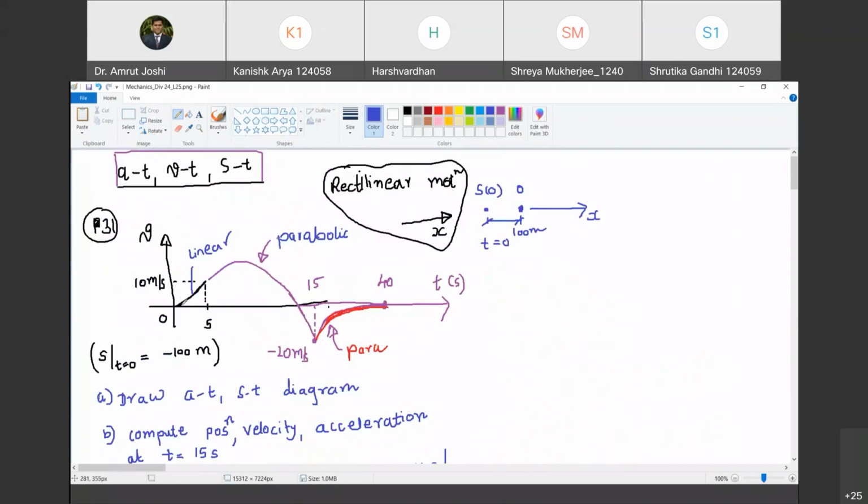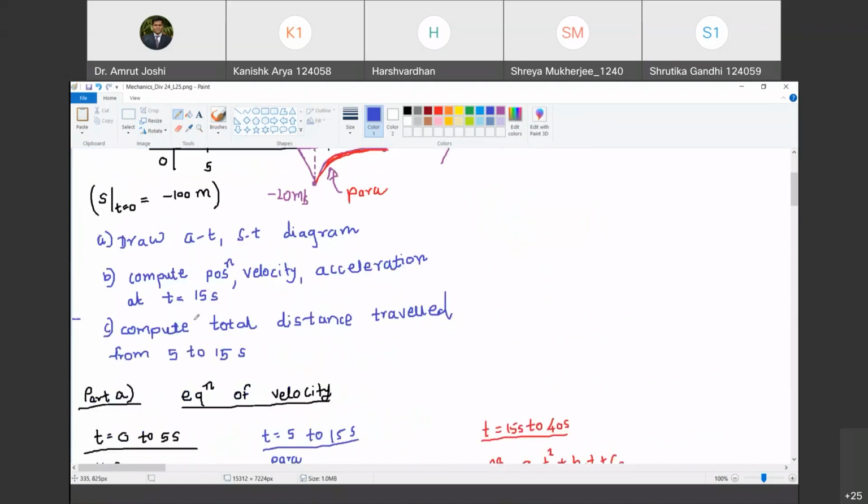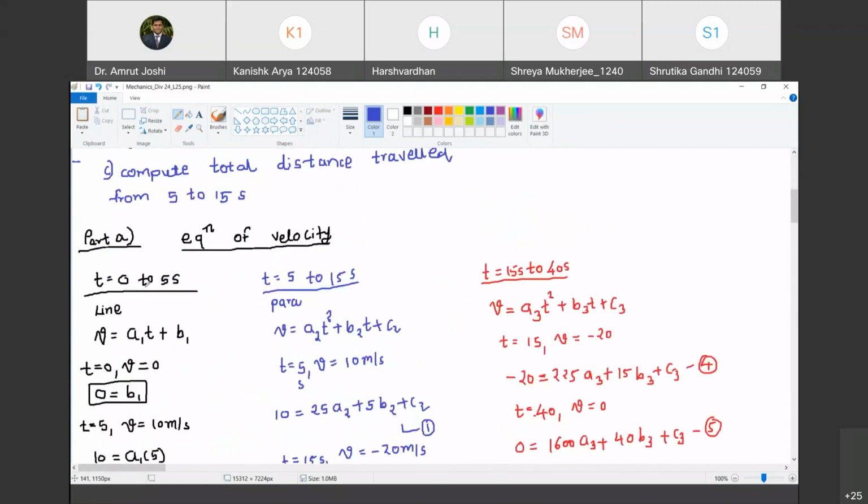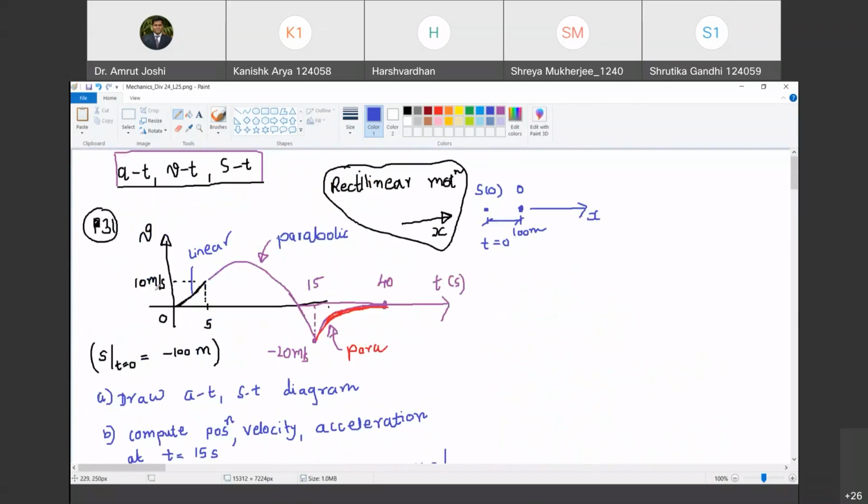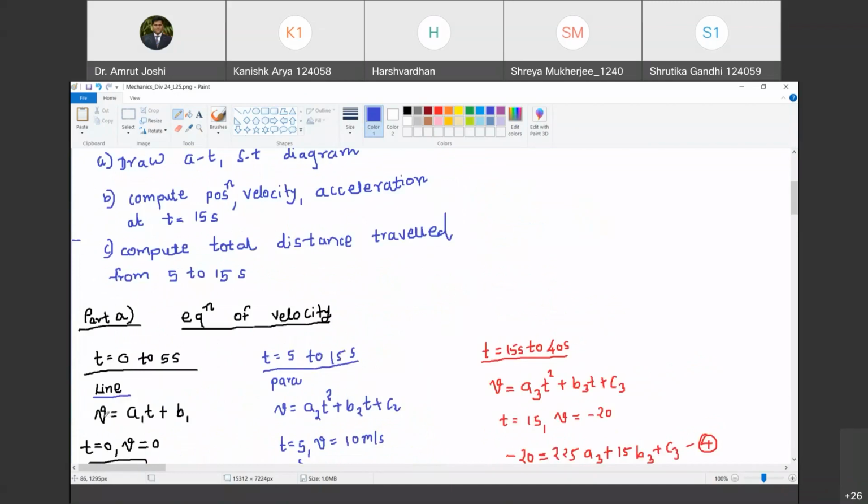So let us talk about the equation of velocity from 0 to 5 seconds. It is a linear variation, so it is a line. So what is the typical equation of a line? y equal to mx plus c. Do you agree with me? Yes. And on y we are plotting velocity, and on x it is t. So the equation will be v equal to a1 t plus b1, where a1 and b1 are constants. Do you agree with me?